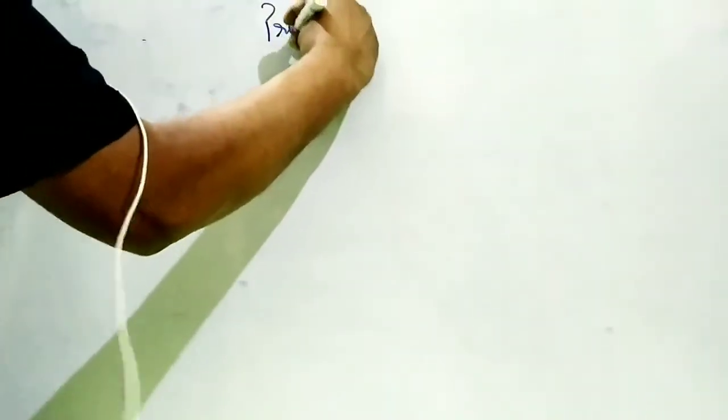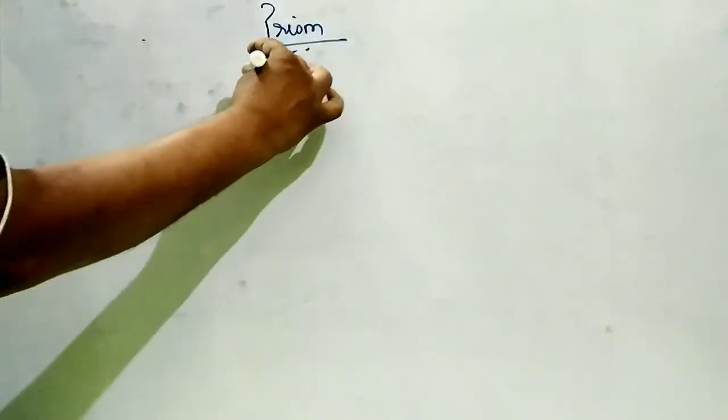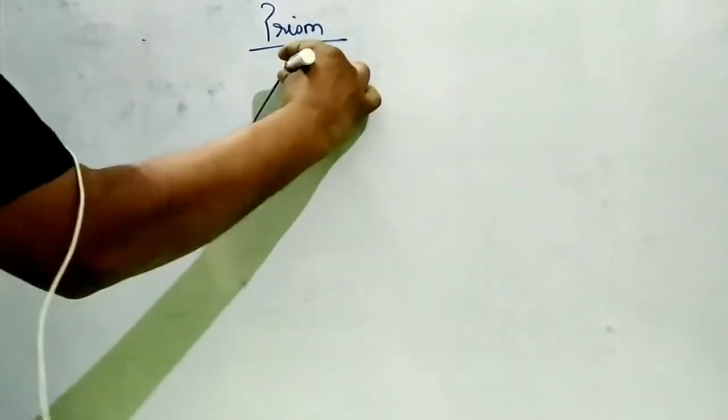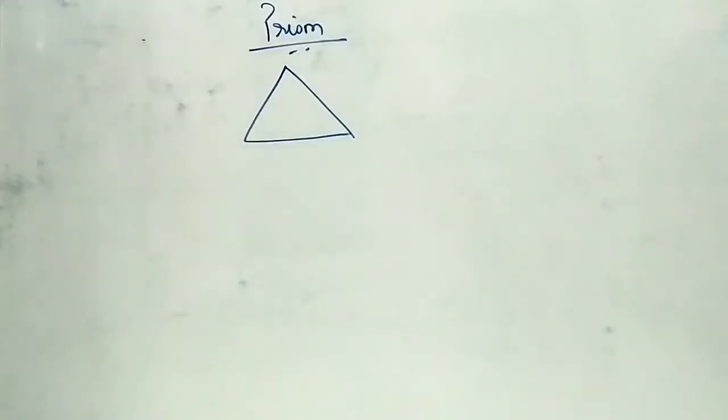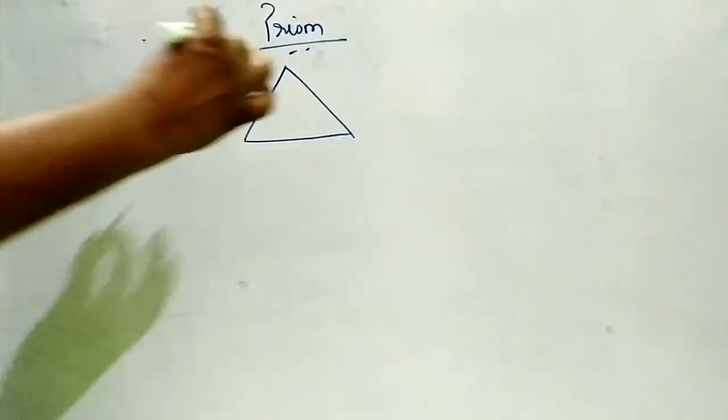Okay, now prism. A glass block which has two rectangular bases and three lateral surfaces will form a prism. This is the shape of a prism. It is made up of glass, so when the light passes through it, it gets refracted.